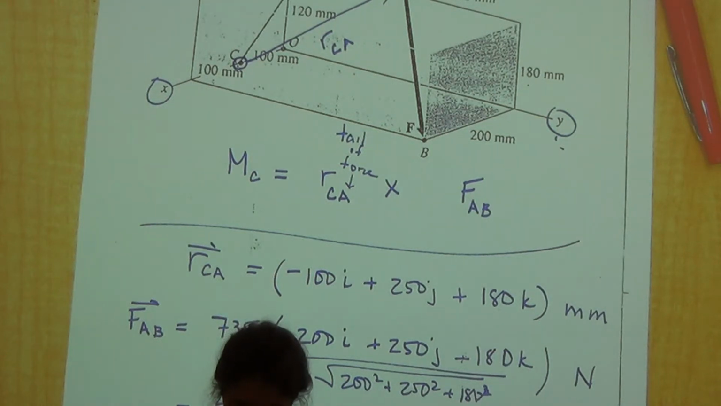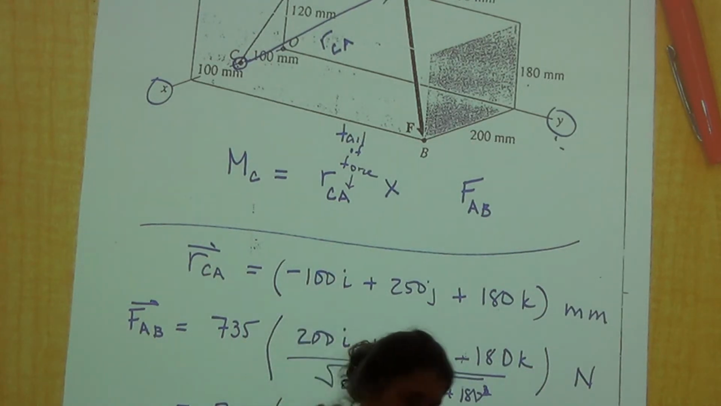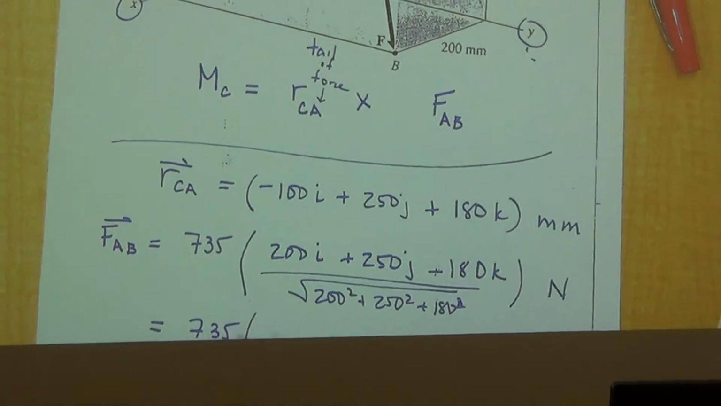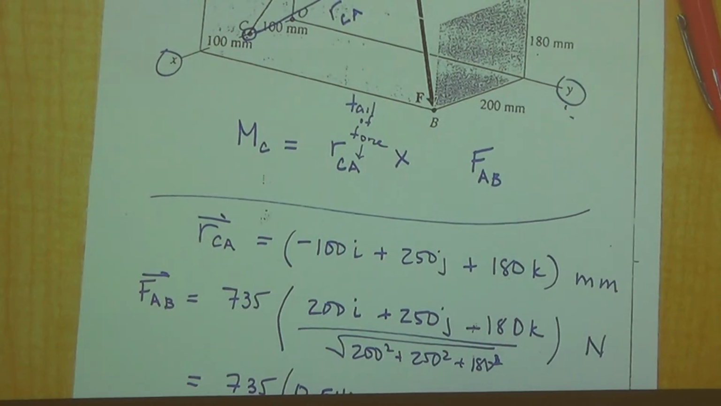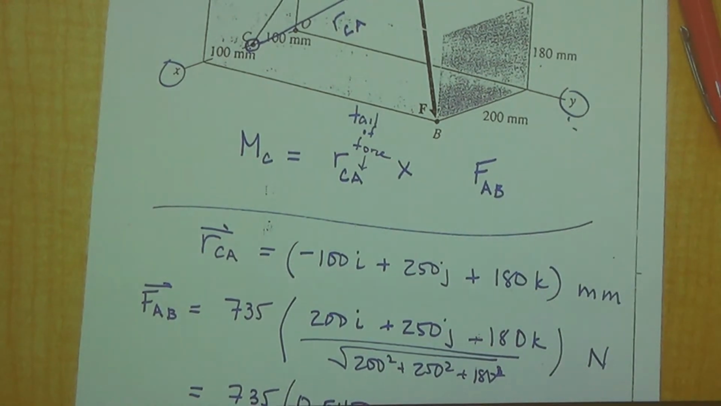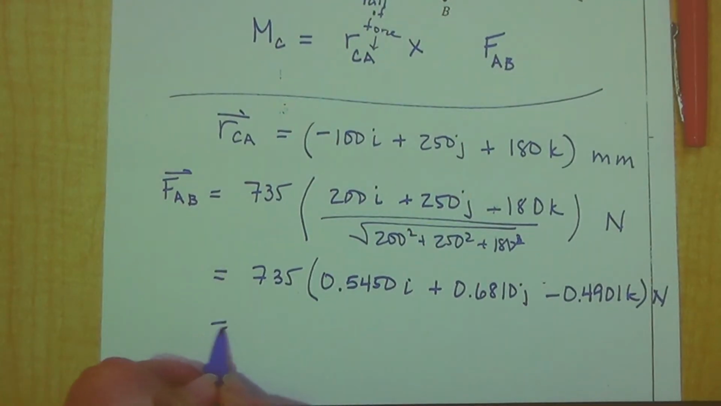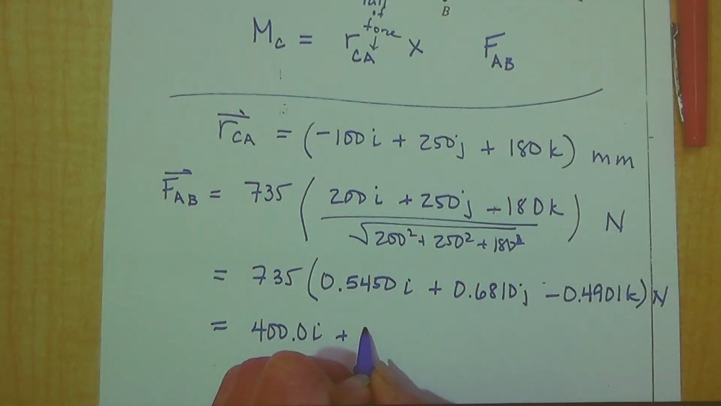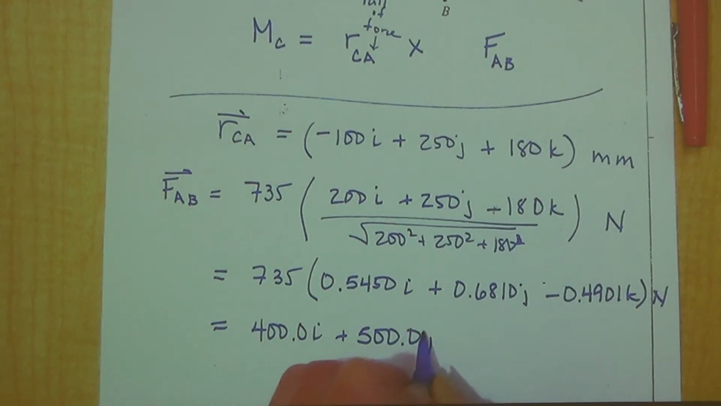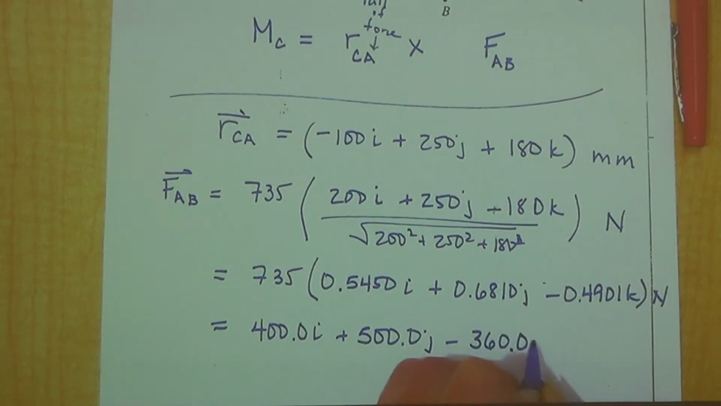Somebody might get the numbers before I get mine. I have 0.5450i plus 0.6810j minus 0.4901k. So it equals 400.0i plus 500.0j minus 360.0k.